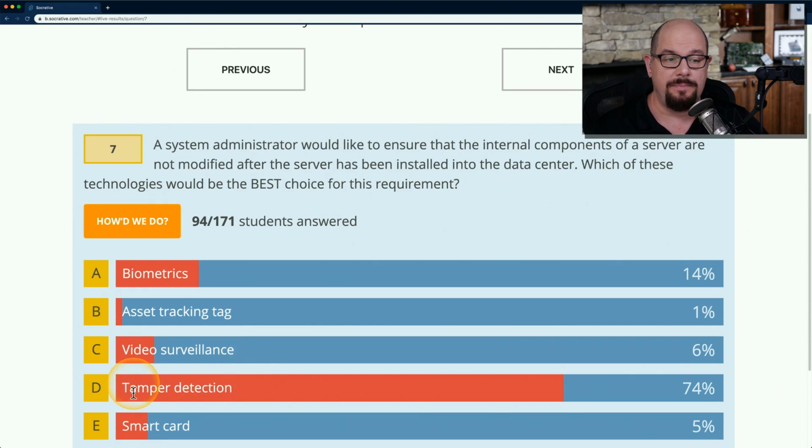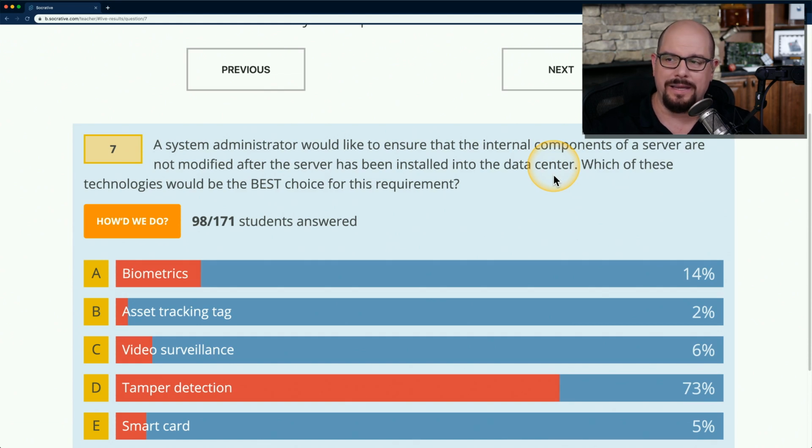74% say it's tamper detection. That's where we talk about best choice. Our scenario is that we have internal components of a server. I'm assuming this would be our storage device, our video card, our memory, things that could be easily removed. You'd hate to come back to your server and suddenly it has half the memory it had when you first put the server in. Not a good scenario. You want to prevent that from happening, and you want to make sure it is not modified after the server has been installed in the data center.